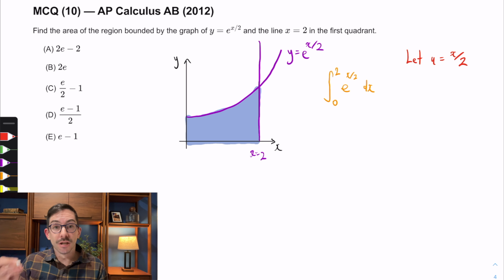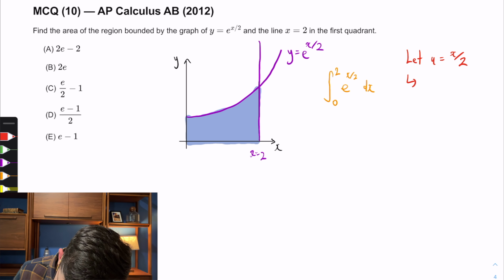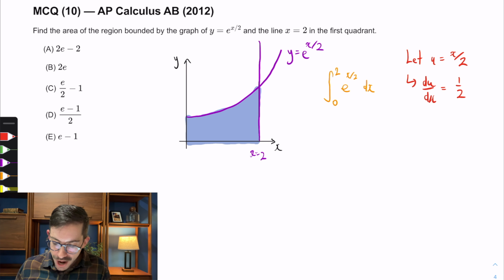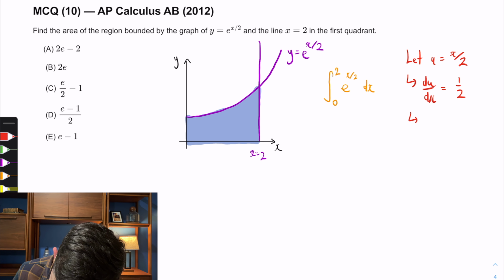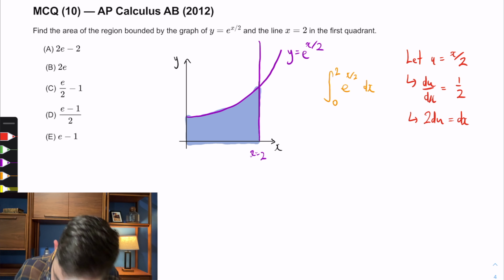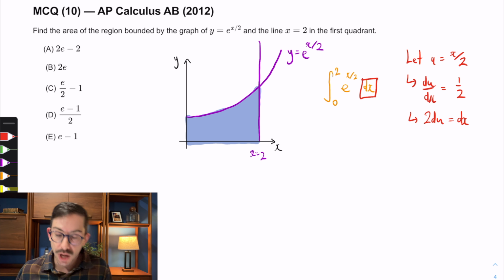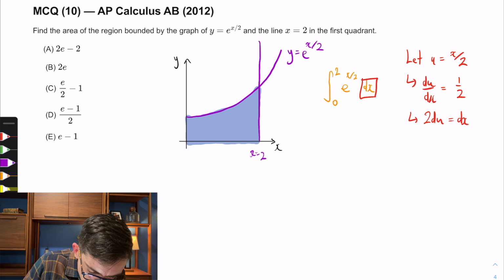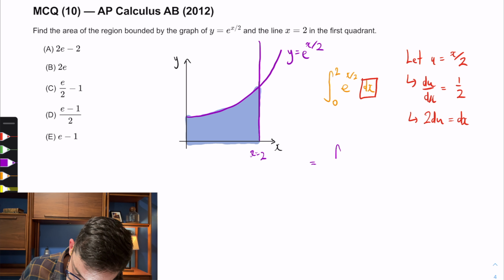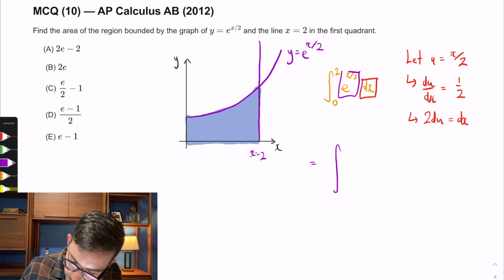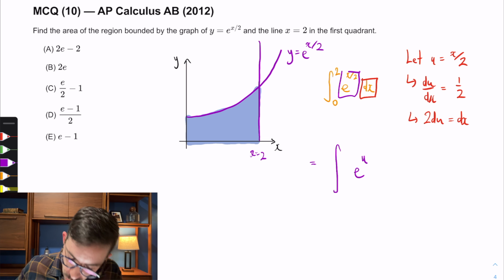because this is really just a linear change applied to our variable x. That's a pretty straightforward substitution. So when I take the derivative du by dx, that gives me 1/2. If I solve for dx, I get 2 du equals dx. That is what I want to replace when I do the substitution. So e to the x over 2 will become e to my new variable u.